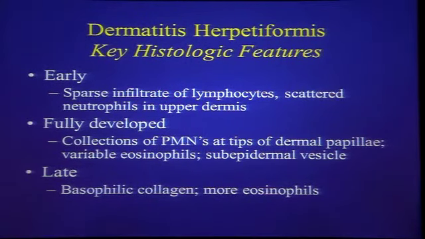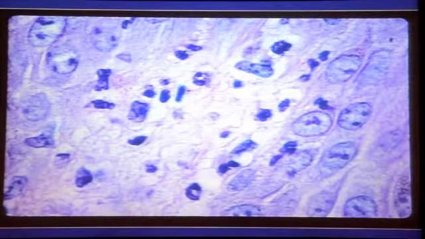If you look at this under the microscope early, you'll see a sparse infiltrate with some neutrophils. Later on, you'll get these collections of neutrophils at the tips of dermal papillae. So here we see an early lesion of DH with these neutrophils with no blister yet. So this is very characteristic of dermatitis herpetiformis.